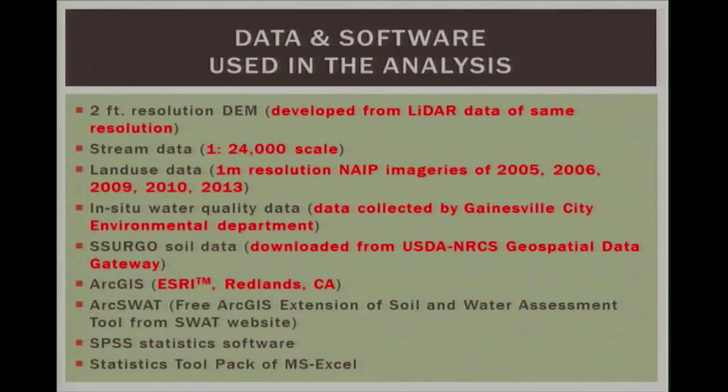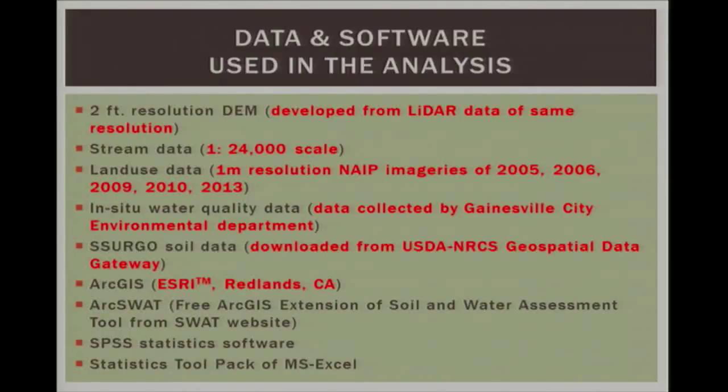Because we need to check how the land cover is changing and how that land cover change is impacting the water quality. And we have water quality data collected, in situ water quality data collected all these years. When these images are taken, water quality data are collected by Gainesville City Environmental Department. We got those data from them. Then we have Sorgo soil data, which is high resolution soil quality data. We have ArcGIS software to work with.